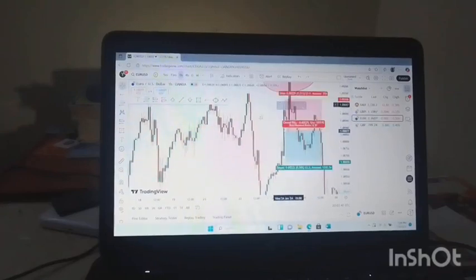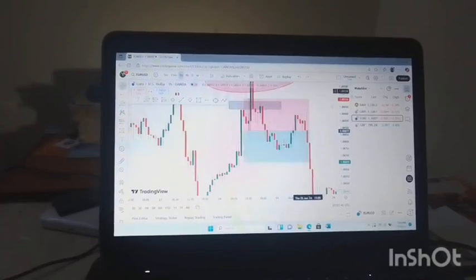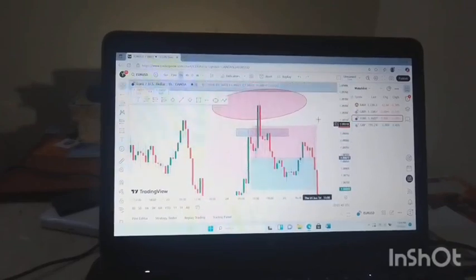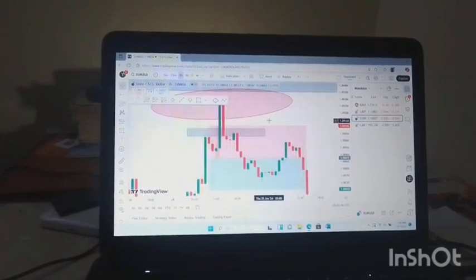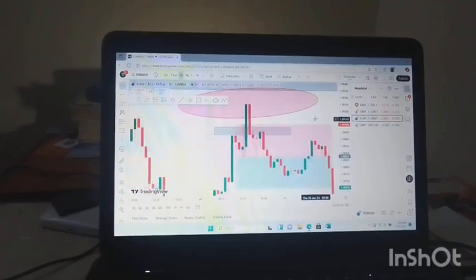This is a head and shoulder. You guys should take note. This is a head and shoulder pattern on the 1 hour time frame. The time frame is very important. It's very, very important. This is a 1 hour time frame. Let me even draw what I'm trying to show here.